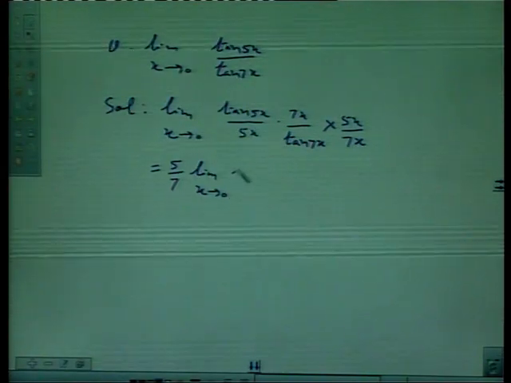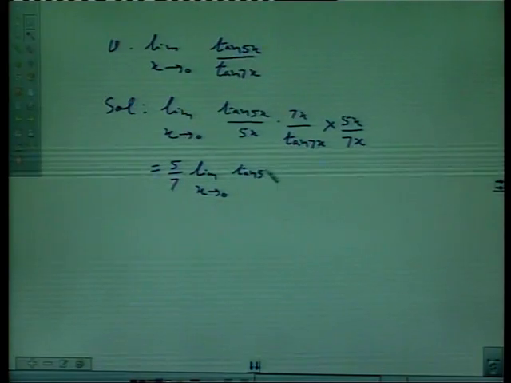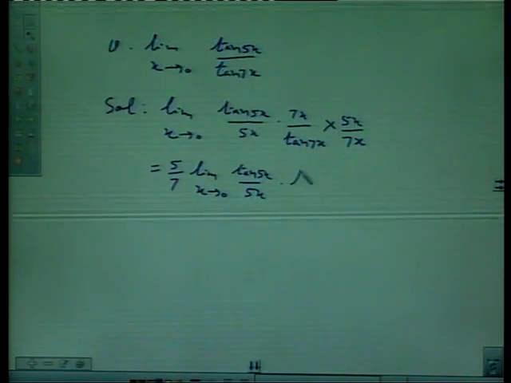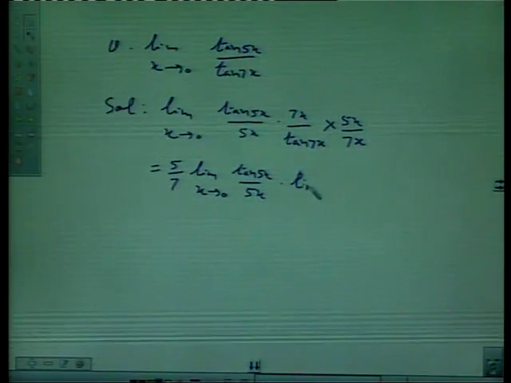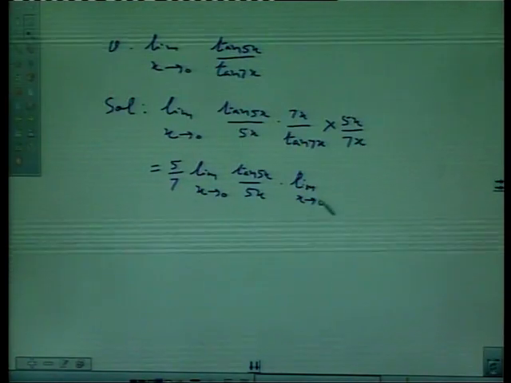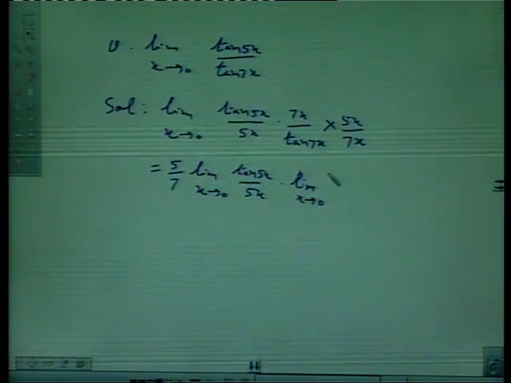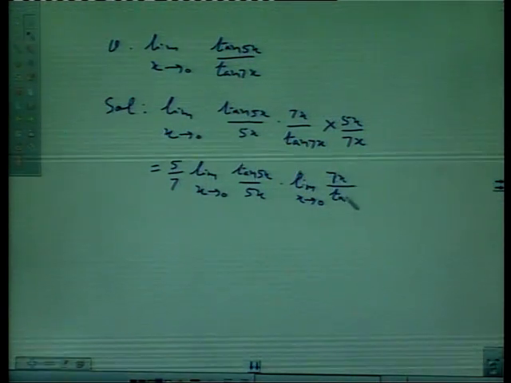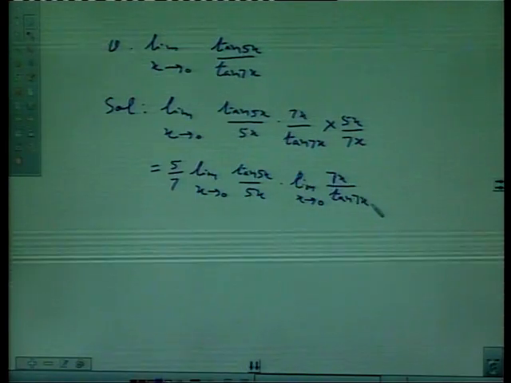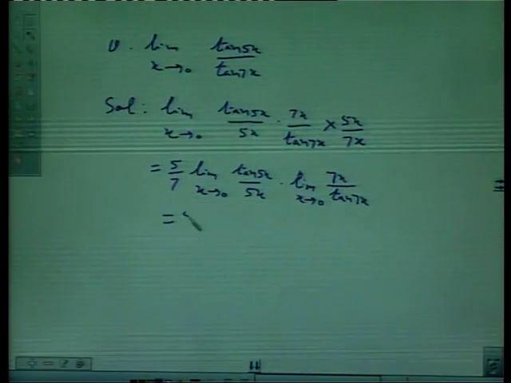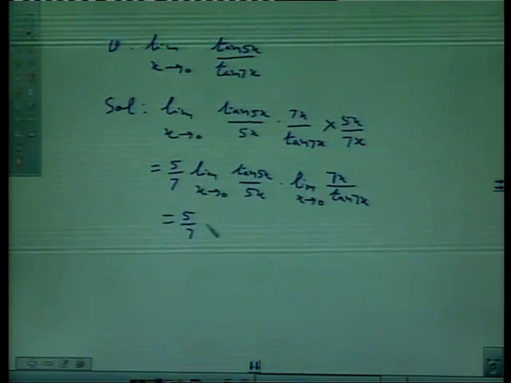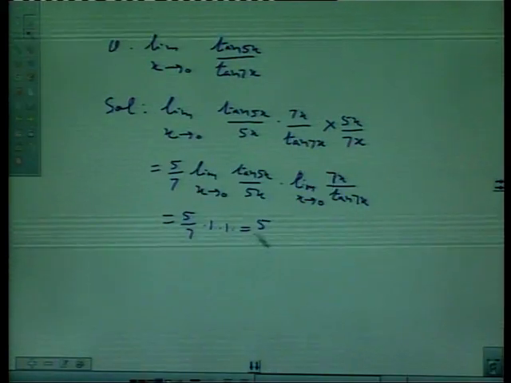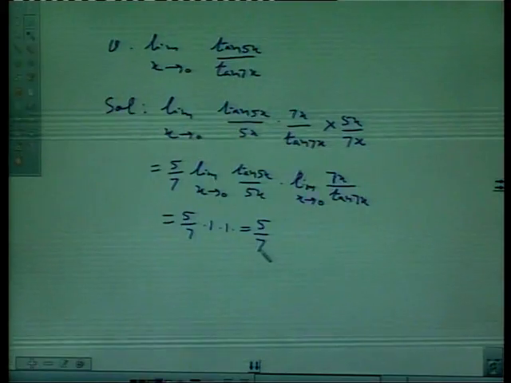Limit x tends to 0, tan 5x upon 5x, and limit x tends to 0, 7x upon tan 7x. So, 1 and 1. So, the answer is 5 upon 7.